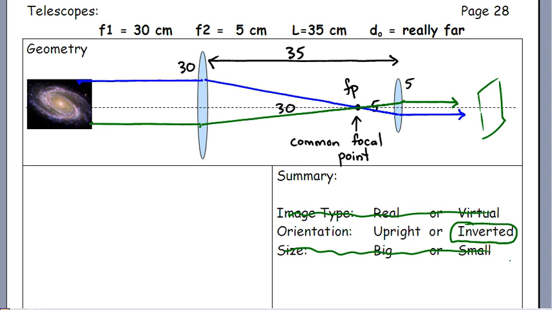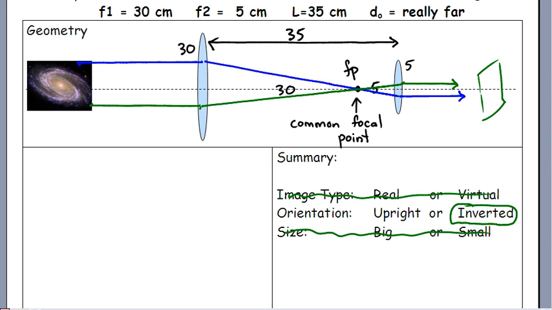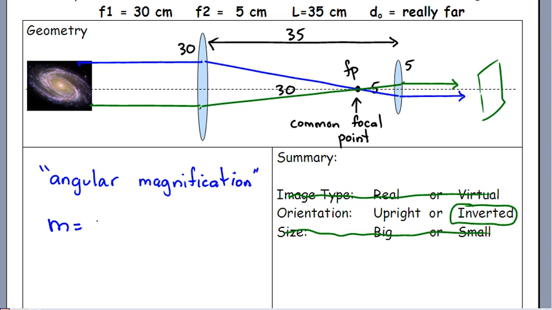And for size, instead of worrying about whether it's big or small, usually we just want it to be bright. But astronomers do also like to calculate what we call the angular magnification. It's different than every magnification we've done so far. The angular magnification for a telescope is actually so simple. It's just the ratio of the focal lengths. So in this particular story, it would be 30 divided by 5, and it would be a 6. So we would say, oh yeah, things are 6 times as big in the telescope.